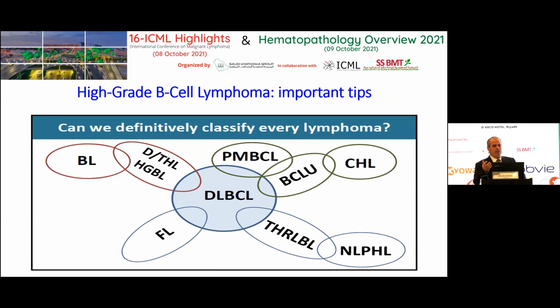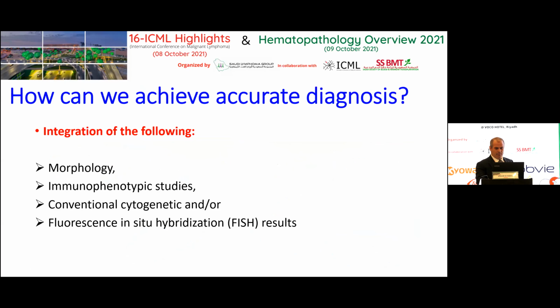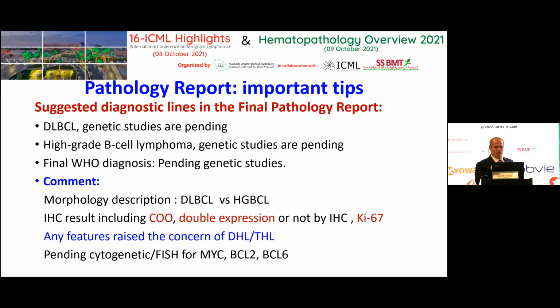As we know, it is difficult to classify every lymphoma based on morphology. As we have seen, all types of lymphoma overlap. So how can we reach a diagnosis? We mentioned how the pathologist should report a case, because we know cytogenetics usually comes late, maybe in the second week or so.